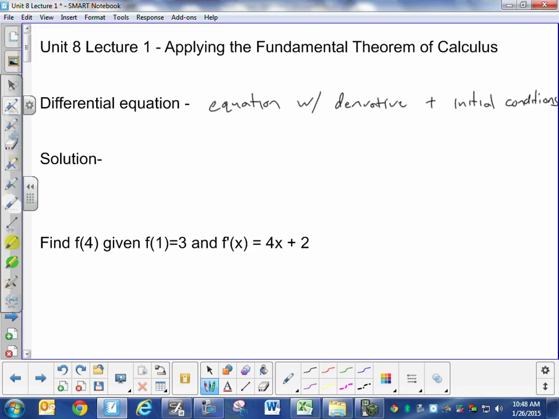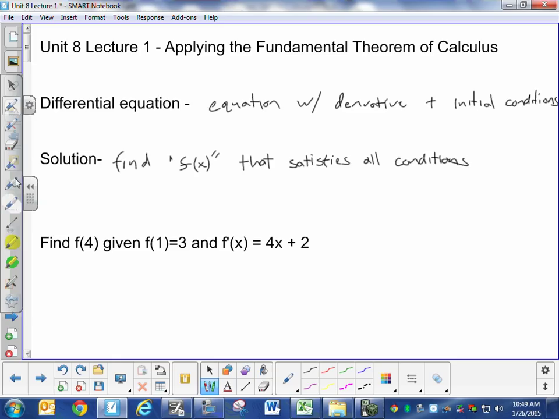And then when I ask you to solve a differential equation, what do you do? Yes. To solve a differential equation, you find an equation. You find the original F that satisfies your initial conditions and your derivative. So, this is an example of a differential equation, really, just with one extra step.